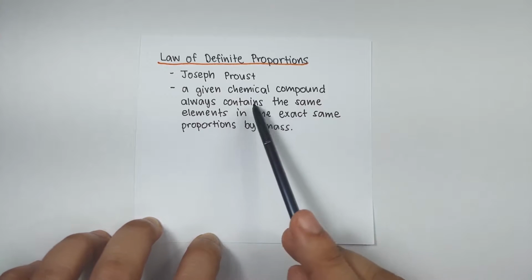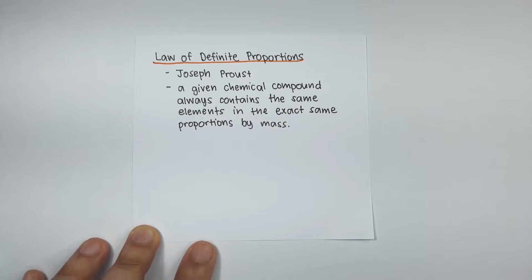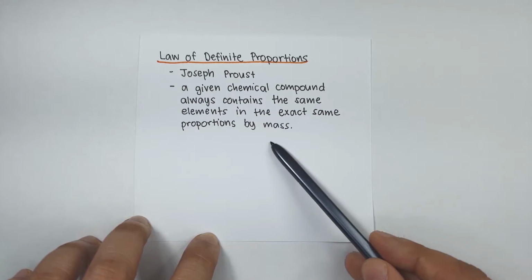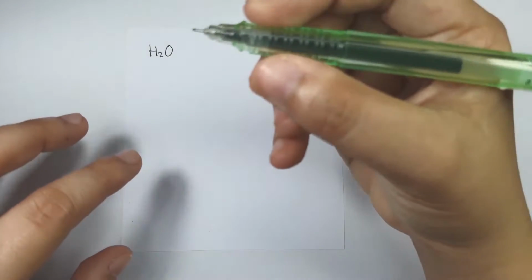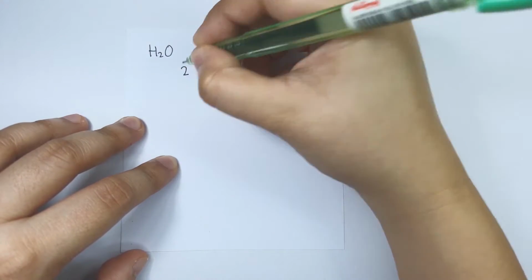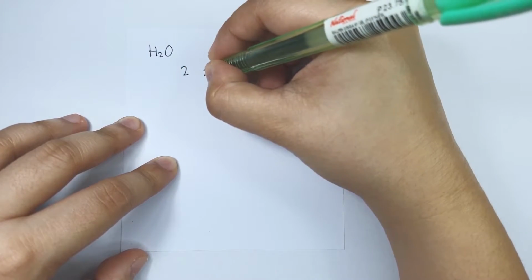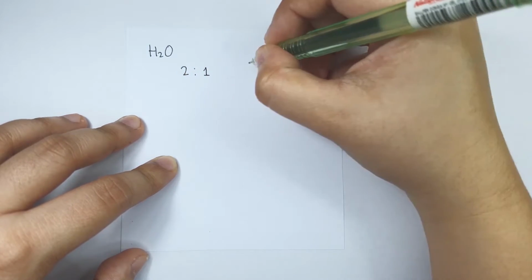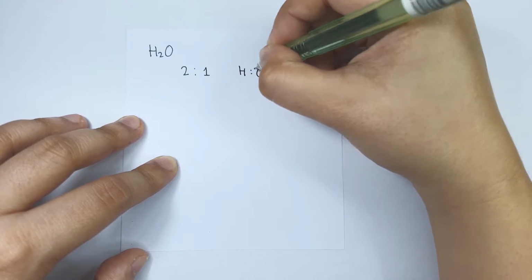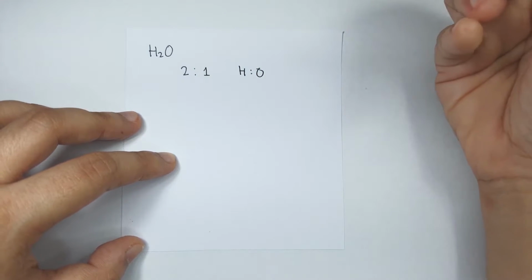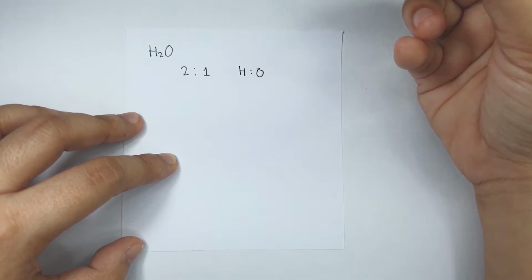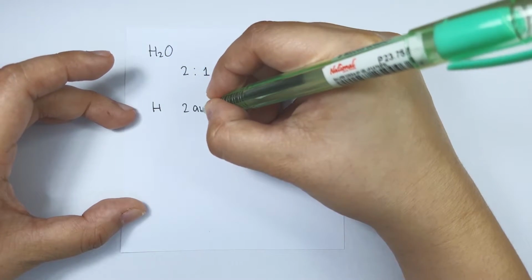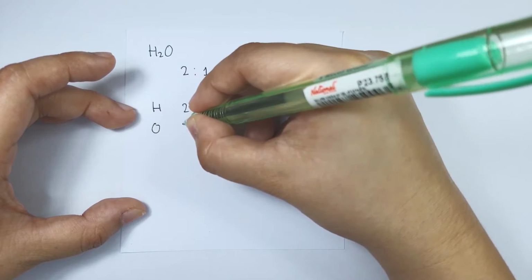He said that a given chemical compound always contains the same elements in the exact same proportions by mass. So for example, you have H2O. For hydrogen, you have 2 atoms, and for oxygen, you have 1 atom. Meaning to say, in any sample of water, the ratio of hydrogen atoms to oxygen atoms is 2:1. Now, the same concept applies to the mass as per the law of definite proportions. So, for hydrogen, you have 2 AMU, and for oxygen it is 16 AMU.